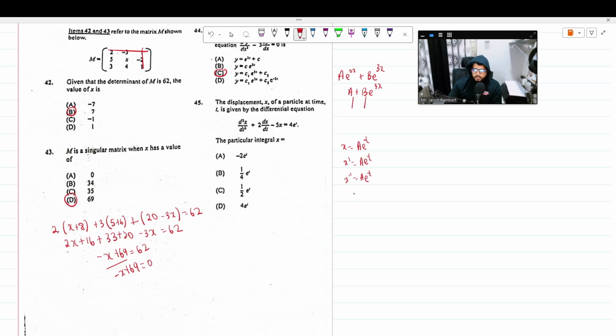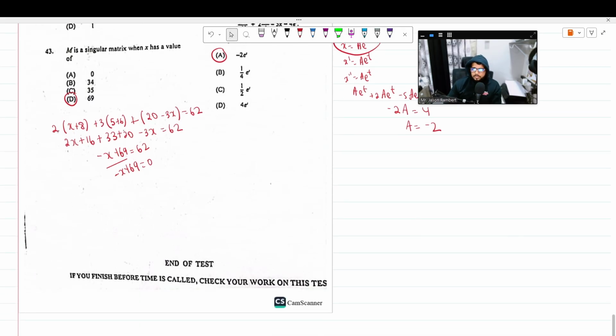Substitute this into my differential equation. A e to the t plus 2 a e to the t minus 5 a e to the t is 4 e to the t. Cancel all the e to the t's. I'm going to get 3 minus 5 is minus 2. A is equal to 4. And a is equal to minus 2. So x is equal to minus 2 e to the t. Alright, and that is it for, I can't remember, 2020.